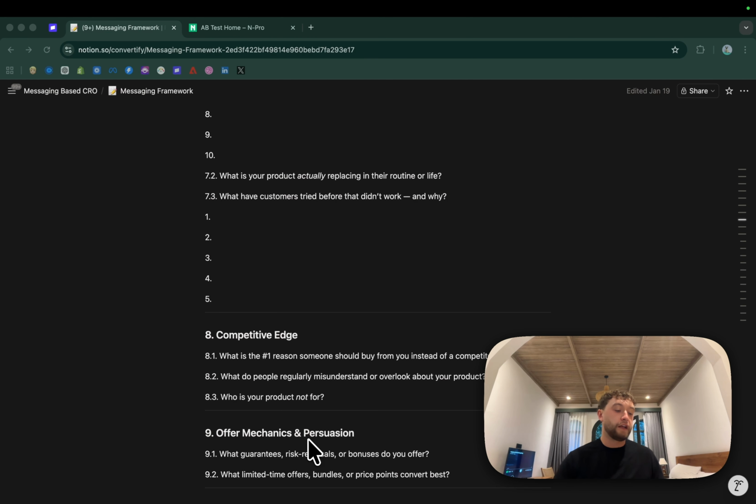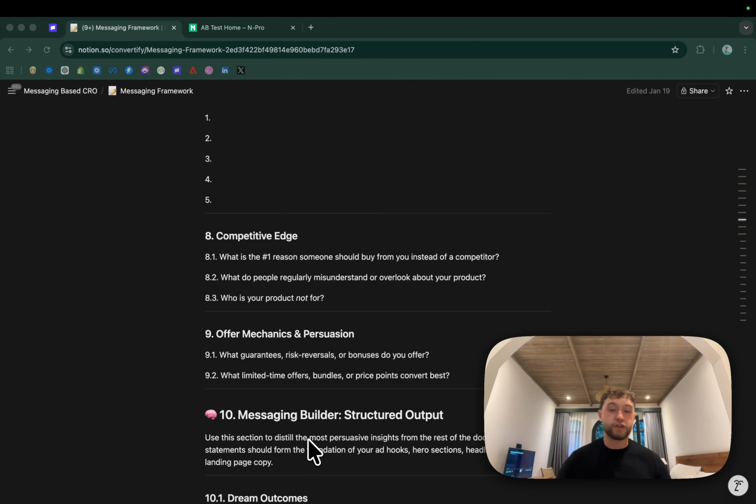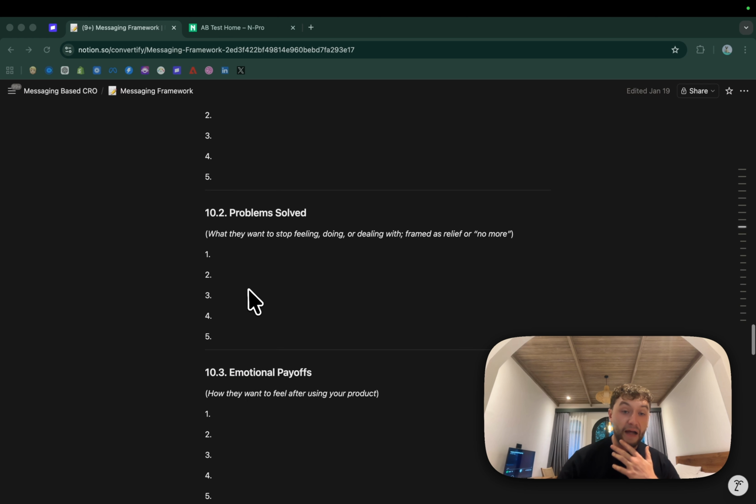Then your competitive edge. This is really important. You need to be able to stop people in their tracks and say, okay, if I want what this company is selling, I can't get it elsewhere. That's your differentiator. You want to stop people from shopping around and just buy from you.